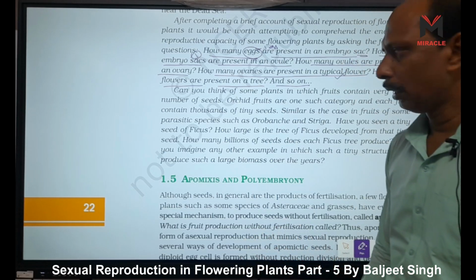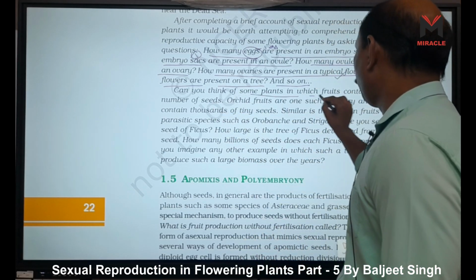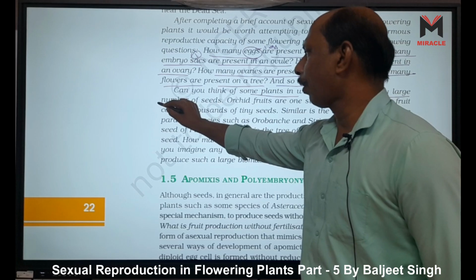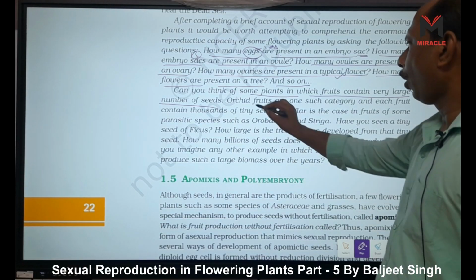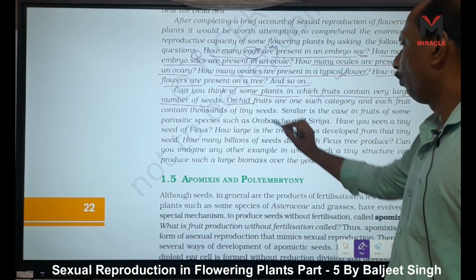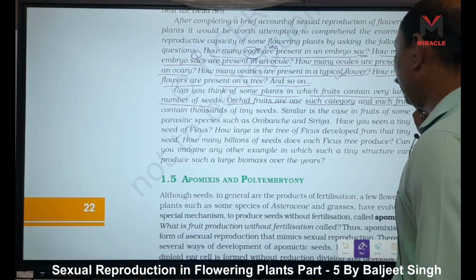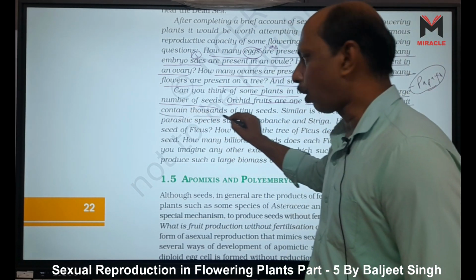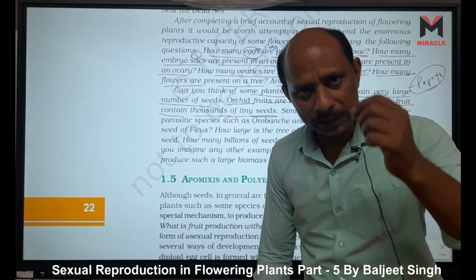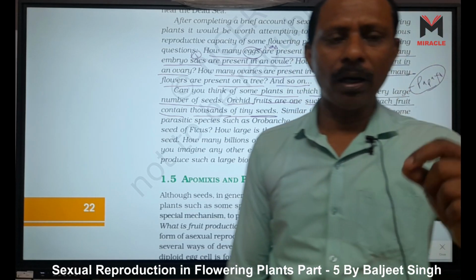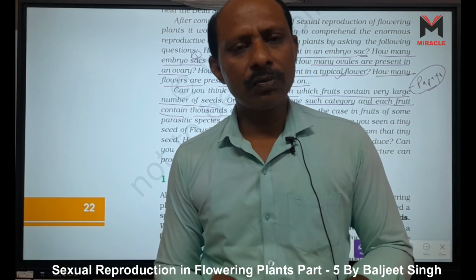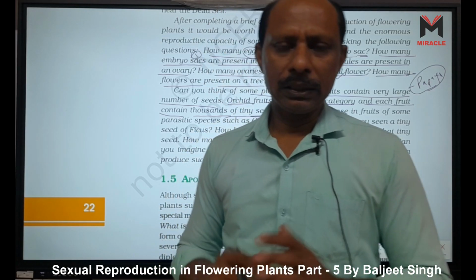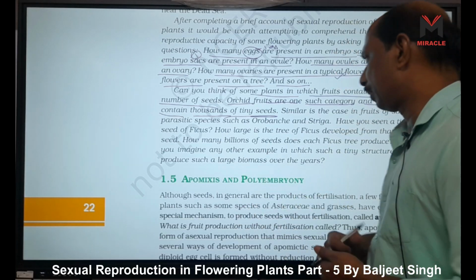This question is given. Can you think of some plant in which fruit contain a very large number of seeds? You can say yes, like a papaya, right? Orchids, it is the maximum. Fruit are one such category, and each fruit contains thousands of seeds. But if the number of seeds is very high, that means the size of seed is small. If the number of seeds is very low, the seed size is large, right?